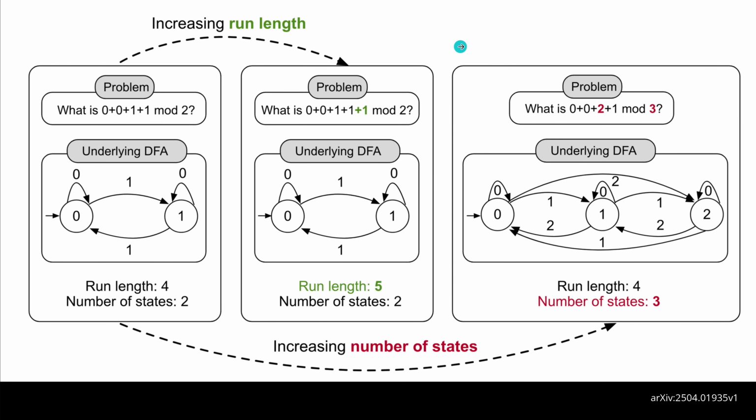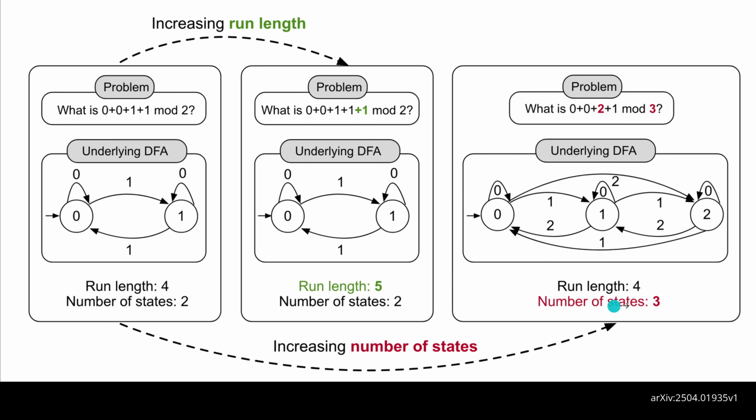There's this beautiful, really nice idea that Cornell and Stanford show here. Look, if we have this particular problem and we increase the run length, this simply means we add another +1 modulo 2, or we go from a run length of 4, 1, 2, 3, 4, and the number of states 2, 0 and 1, to a run length of 5, 1, 2, 3, 4, 5, and the number of states 2, 0 and 1.